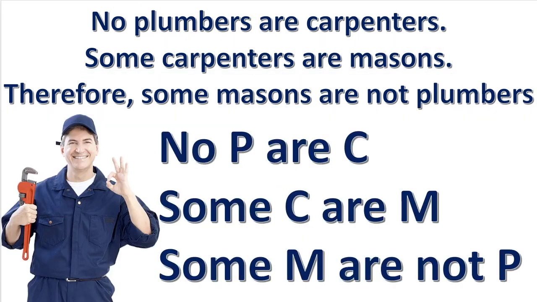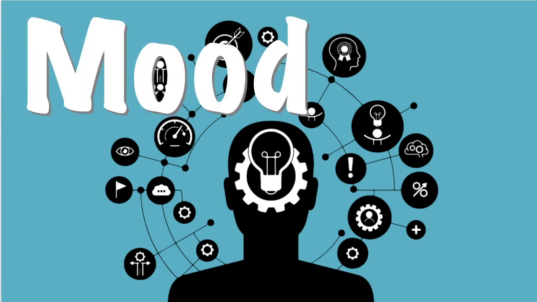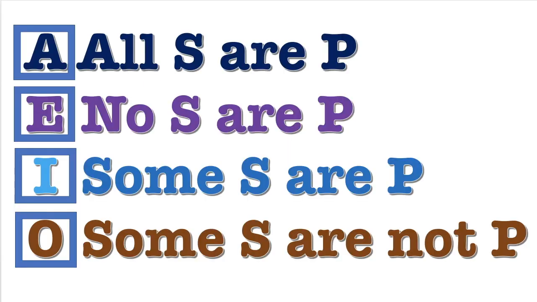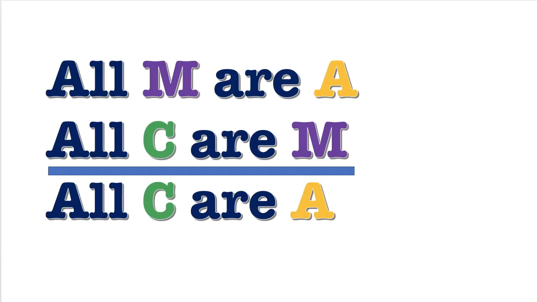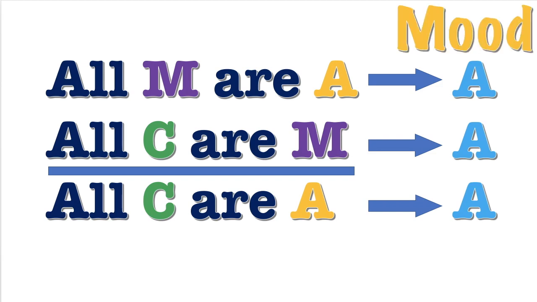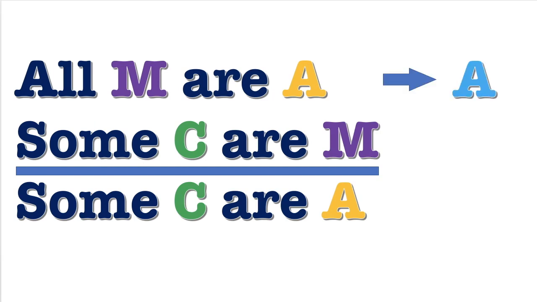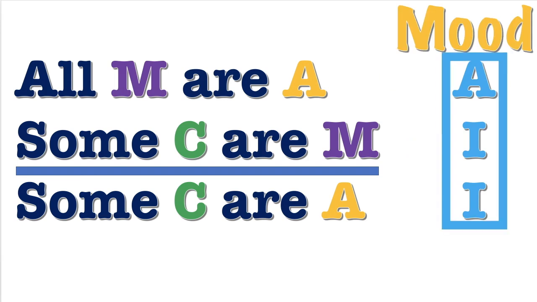Now, we will symbolize the argument. We will use letters to represent the terms. This will make it much easier for us to find the mood and figure. Now the mood is simply the letter names of the propositions. For example, if the syllogism consists of 3 A propositions, then the mood is AAA. Or if the syllogism has an A proposition and then 2 I propositions, the mood is AII, and so on.